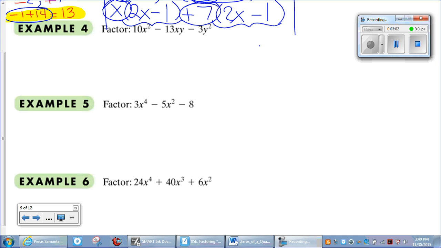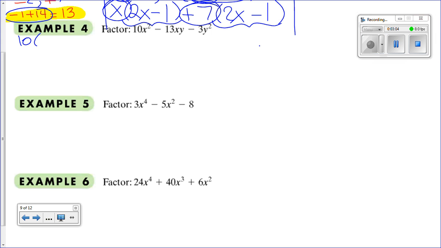We're gonna use the same idea, so we're gonna take 10 multiplied by -3, and so that will be -30. Why did I choose 10 and -3? First and the last, yes. Now, factors of 30, we have 1 and 30, 2 and 15, 3 and 10. What else? 6 and 5. 5 and 6. Remember, I like to list the small first and then the large.